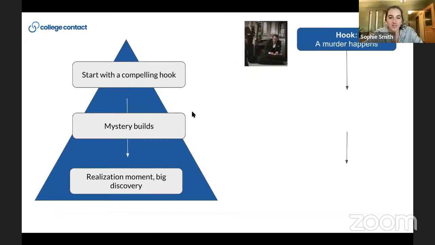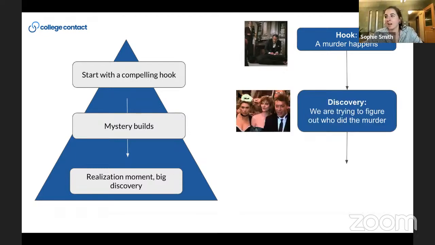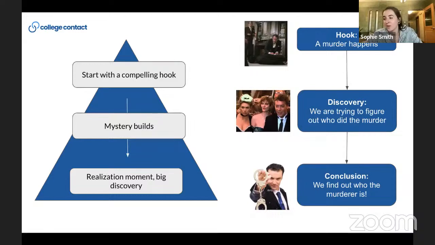So let's do one more example. This is like for a movie, right? This is how most movies are made. This is what plot creation is. For instance, like the movie Clue, a murder happens, right? We're trying to figure out who the murderer is. We find out who the murderer is, right? This is kind of what we want to build around your college essay.